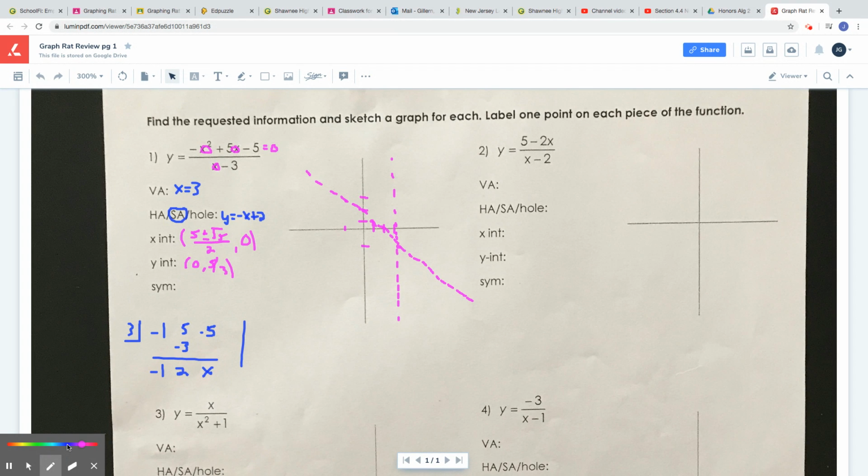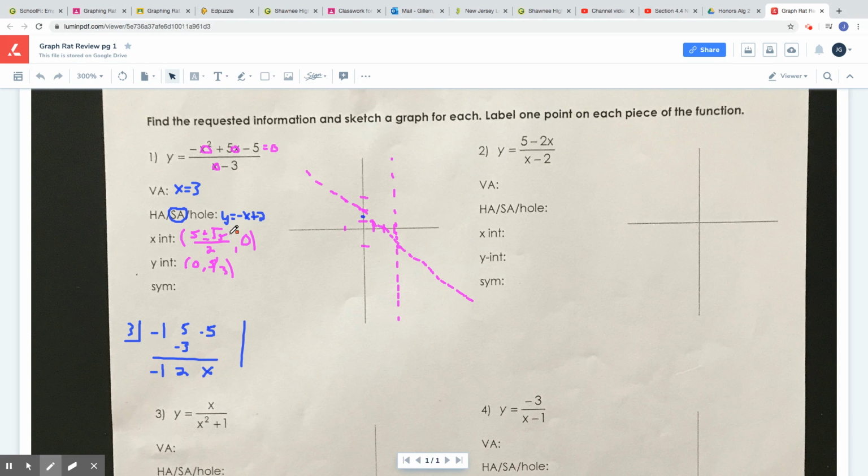Now let's graph points. Let's see. All right, now let's do 0, 5/3 first. 0, 5/3. This is at 2, which means it's less than that. So it's down there somewhere. It doesn't have to be an exact point. It's there.